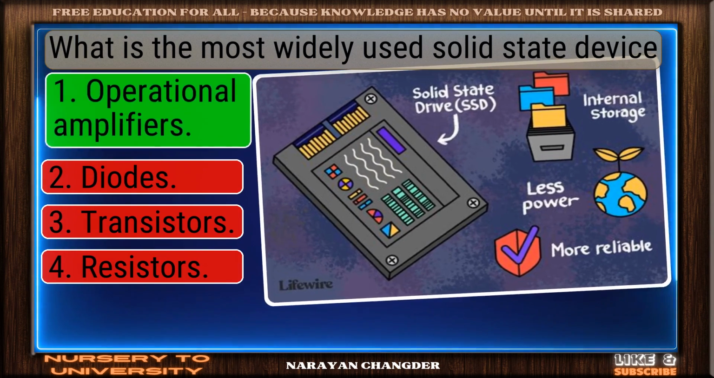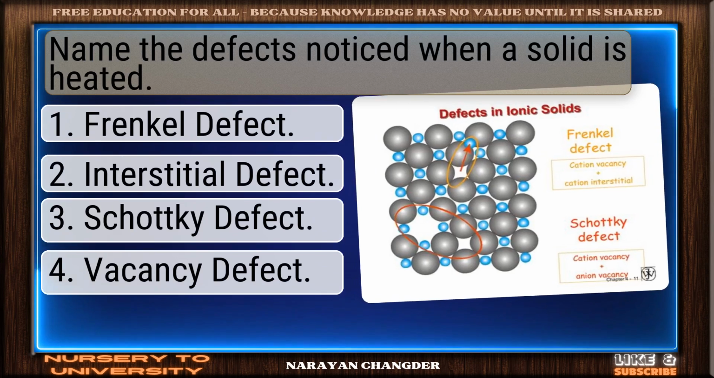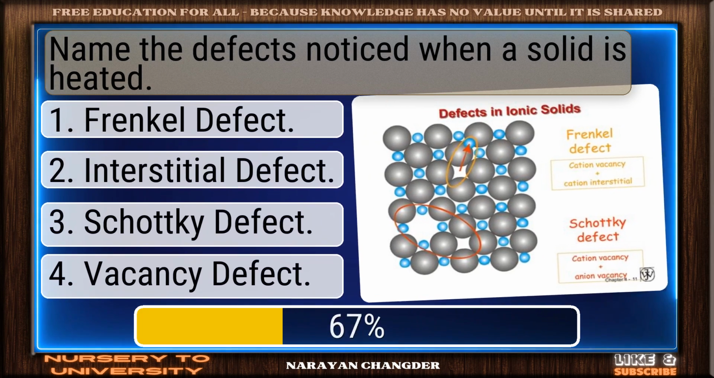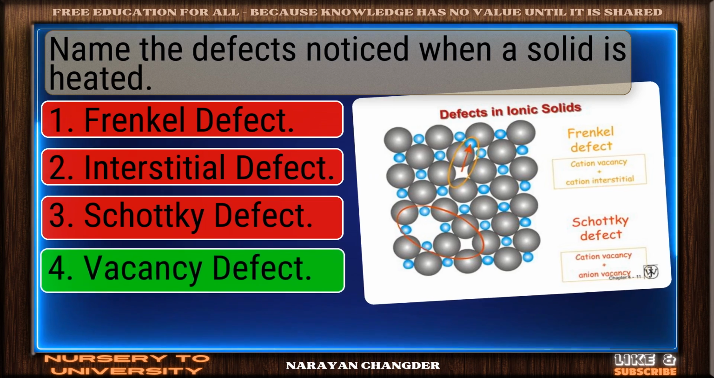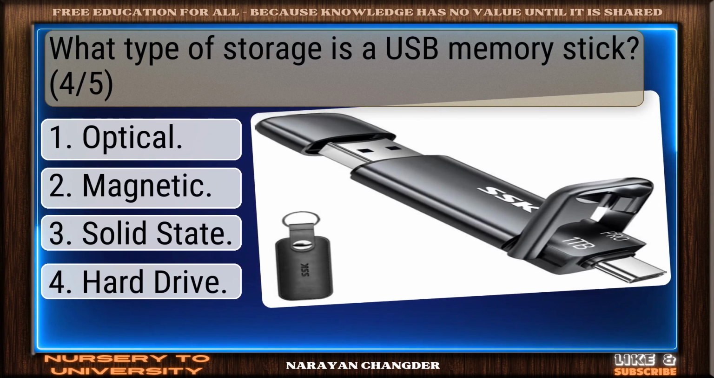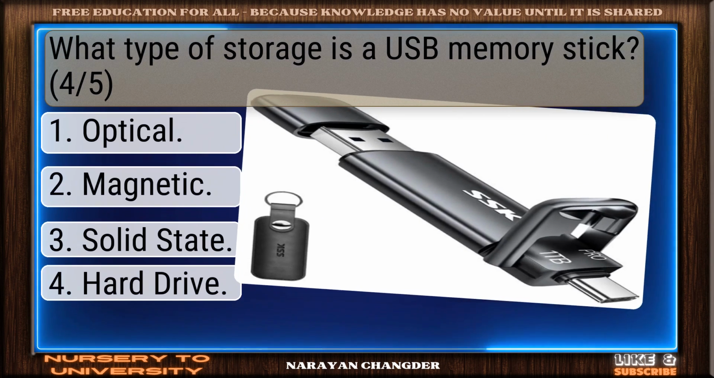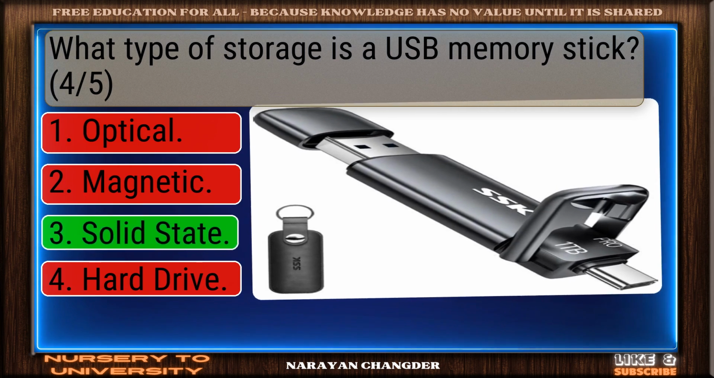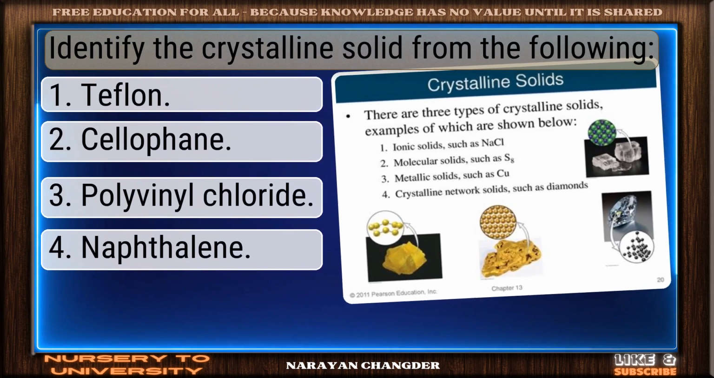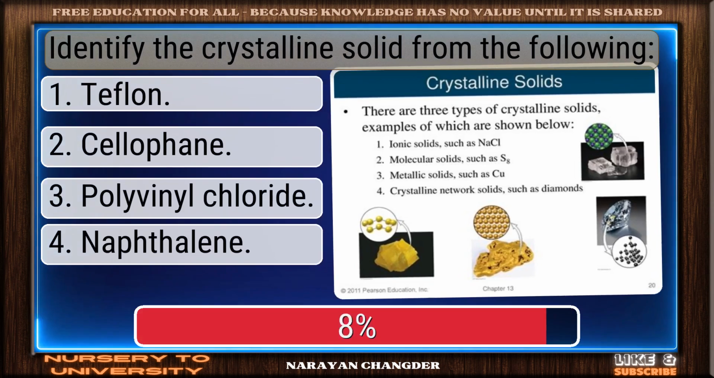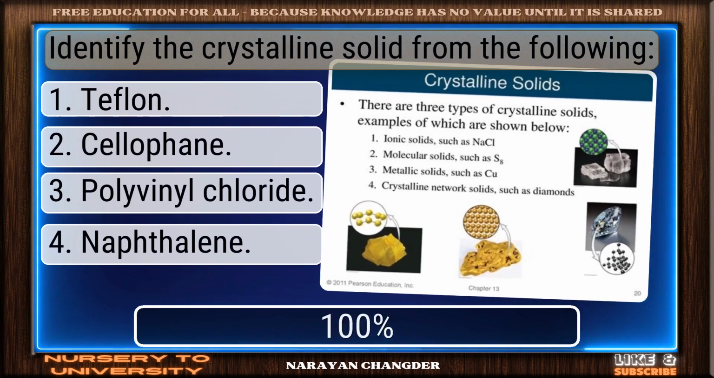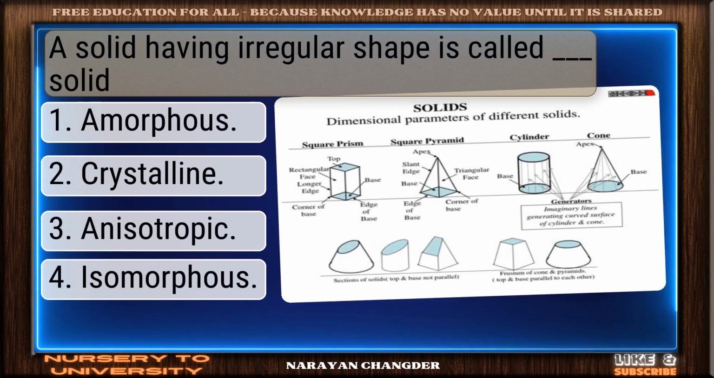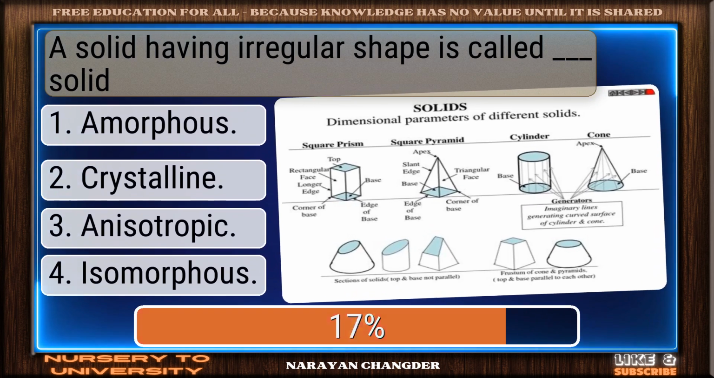That's accurate. Operational amplifiers. Name the defects noticed when a solid is heated. Precise answer, vacancy defect. What type of storage is a USB memory stick? Logical choice, solid state. Identify the crystalline solid from the following. Perfect choice, naphthalene. A solid having a regular shape is called dash solid.